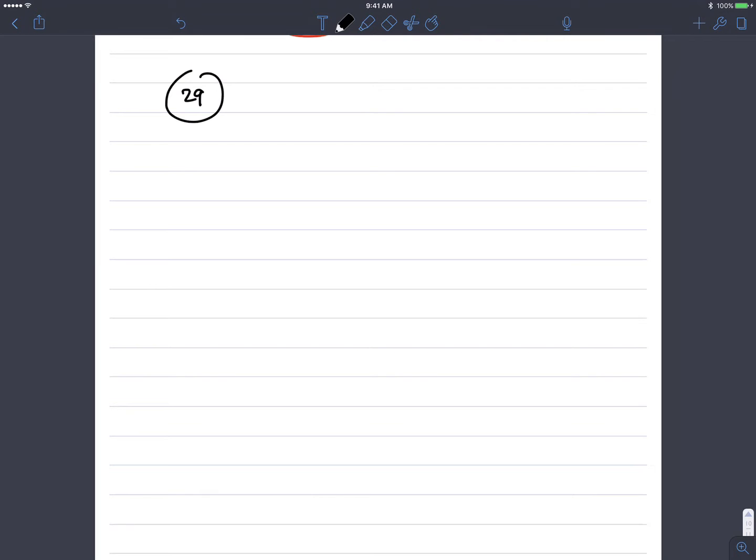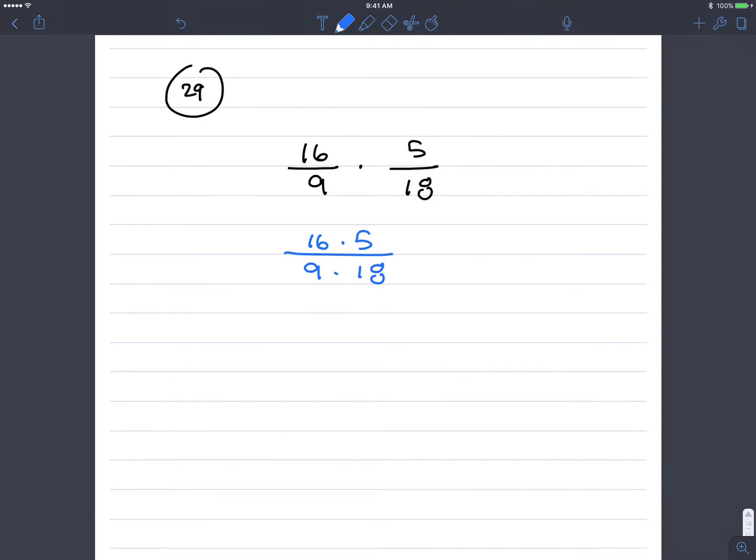(29) 16 over 9 times 5 over 18. Okay. Remember, don't really multiply. You write this as 16 times 5 over 9 times 18. And now we're going to break down every number here.